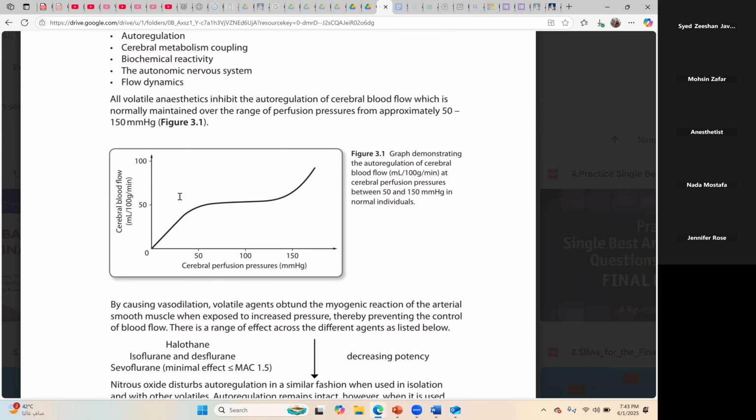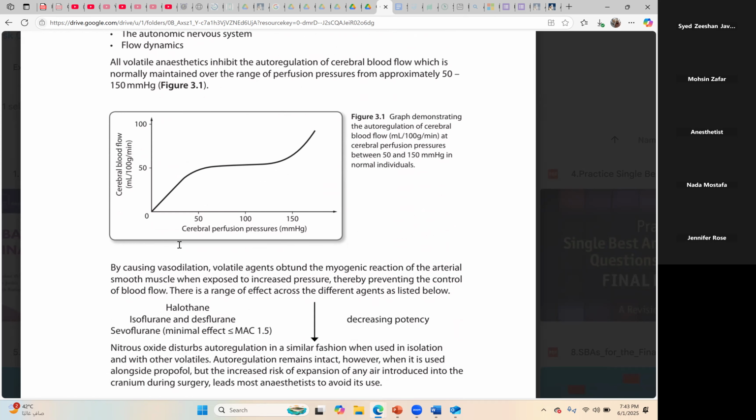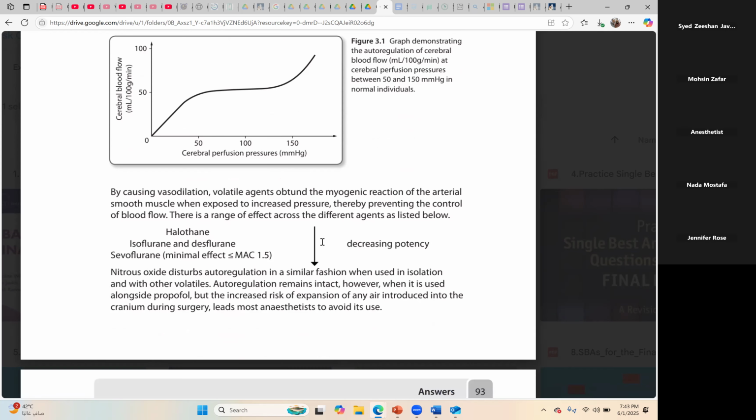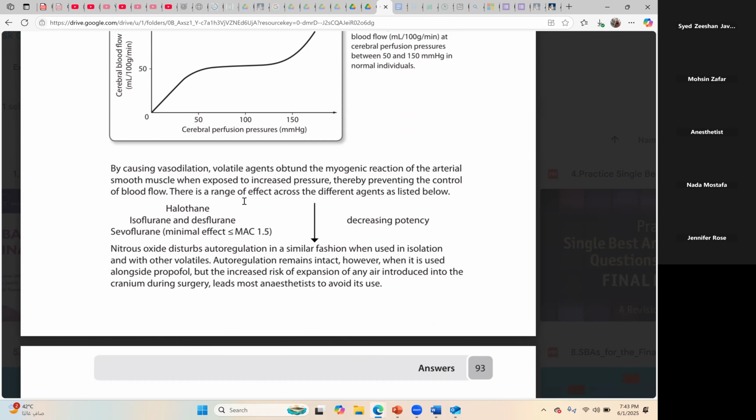The usual global perfusion is around 50 ml per 100 gram of brain per minute. Volatile agents, by causing vasodilatation, obtund the myogenic reaction of the arterial smooth muscle when exposed to increased pressure, thereby preventing the control of blood flow. This is the range of effect across the different agents as listed below.